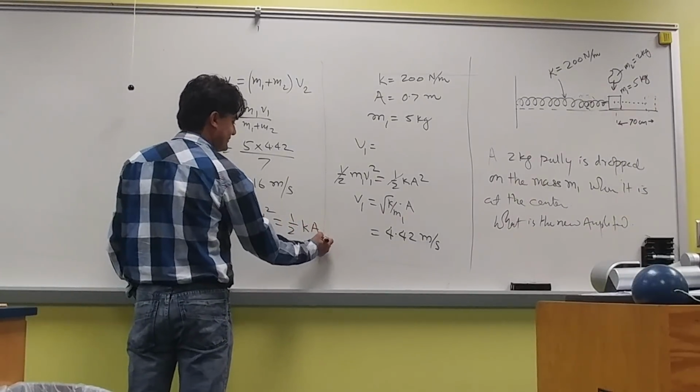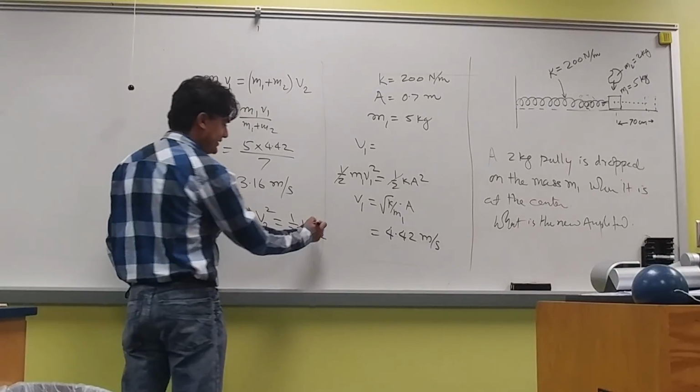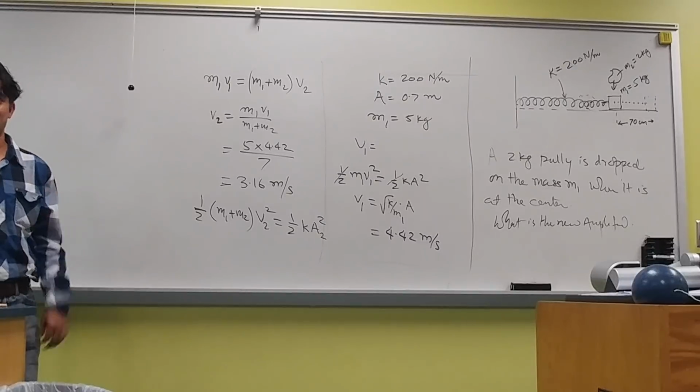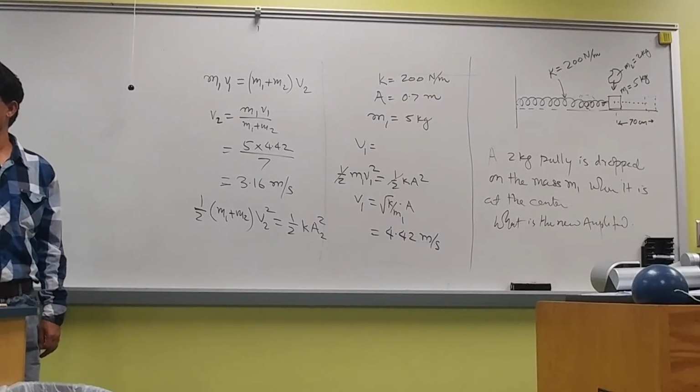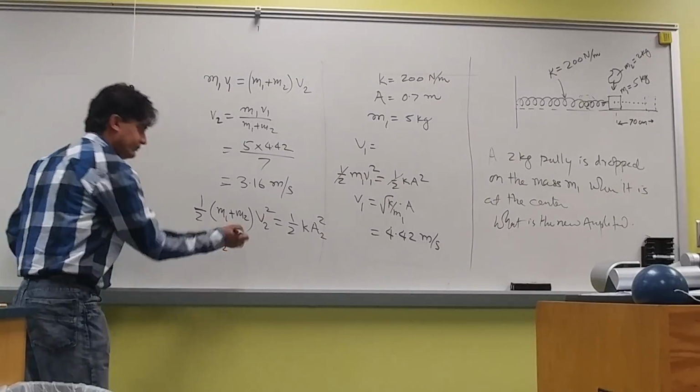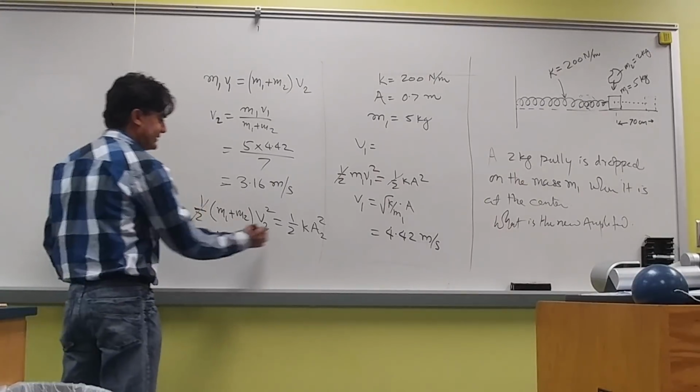my new A. k will not change because the spring is not changing there. Spring constant remains the same, right? So can you find A2? That's okay. Can you find A2? This half will cancel.